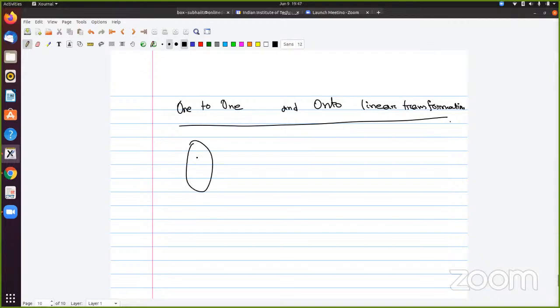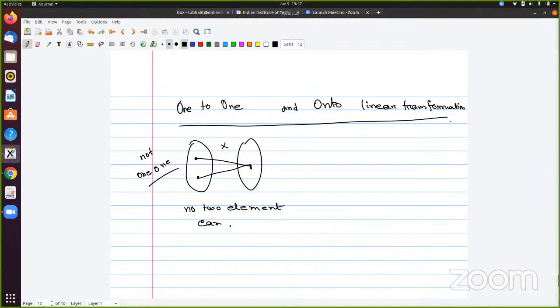Basically, onto means that for every value, this type of situation cannot happen, right? For one-to-one, this cannot happen. This is not one-to-one. But this is onto, sir. No, I don't know whether this is onto or not. For onto, for every element we have a pre-image. So one-to-one means no two elements have the same value or the same image.